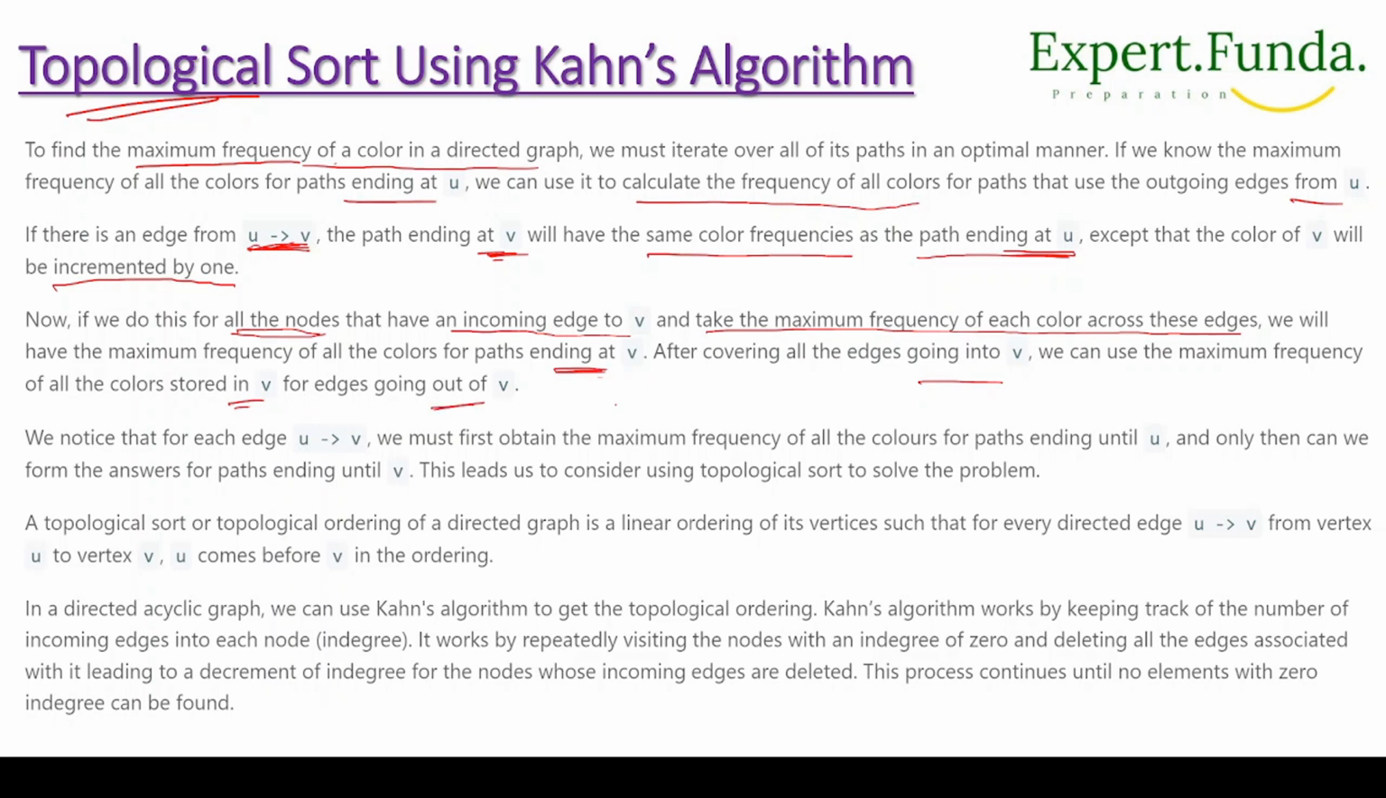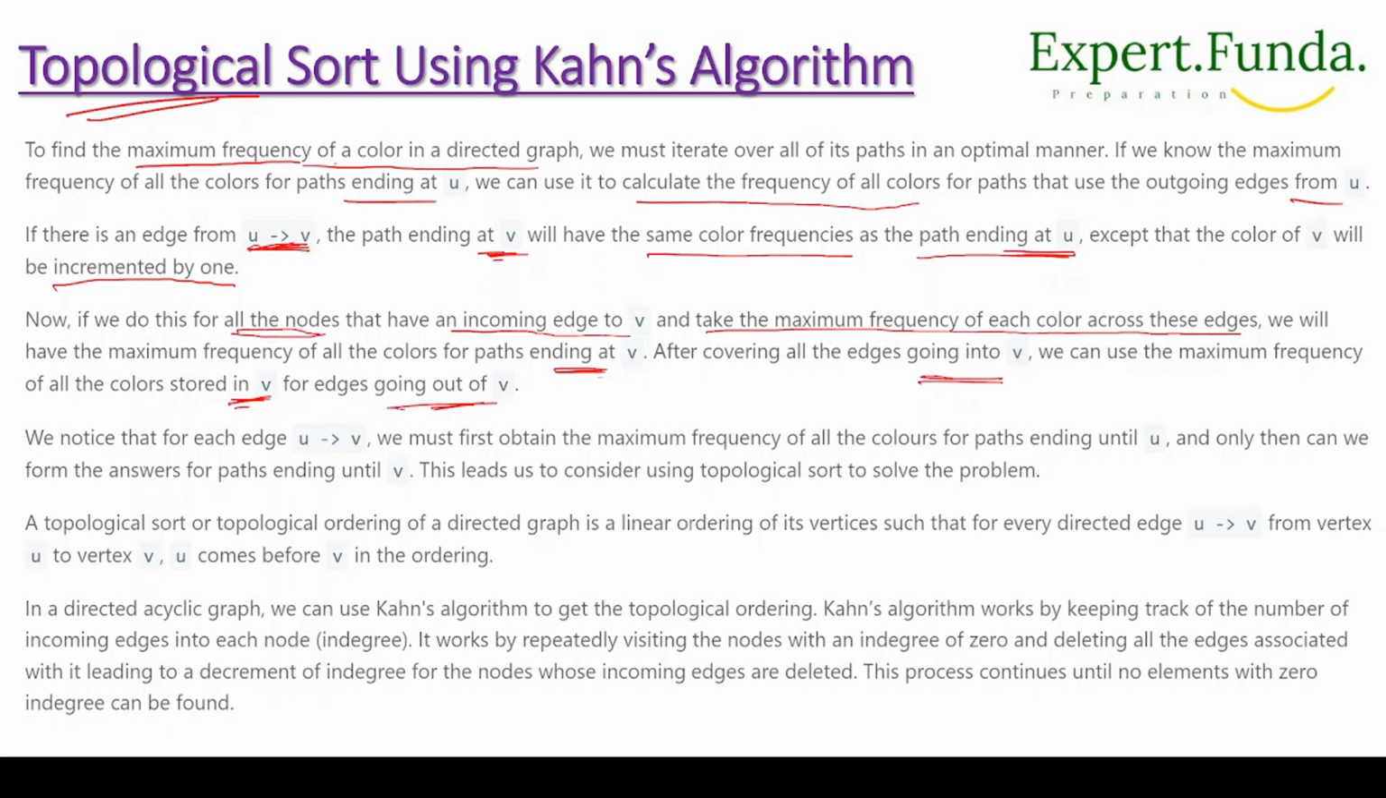Got it? So for all the nodes that have an incoming edge to v, we take the maximum frequency of each color across these edges, and we have the maximum frequency of all the colors for the path ending at v. That is done. Now after covering all these edges going into v, we can use the maximum frequency of all the colors stored in v for edges going out of v.